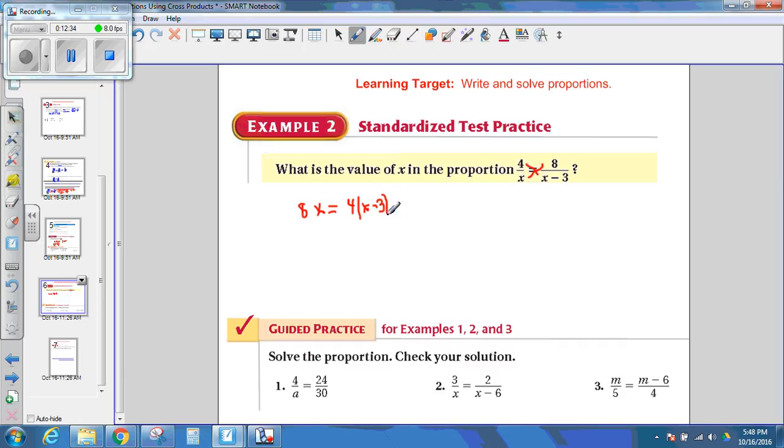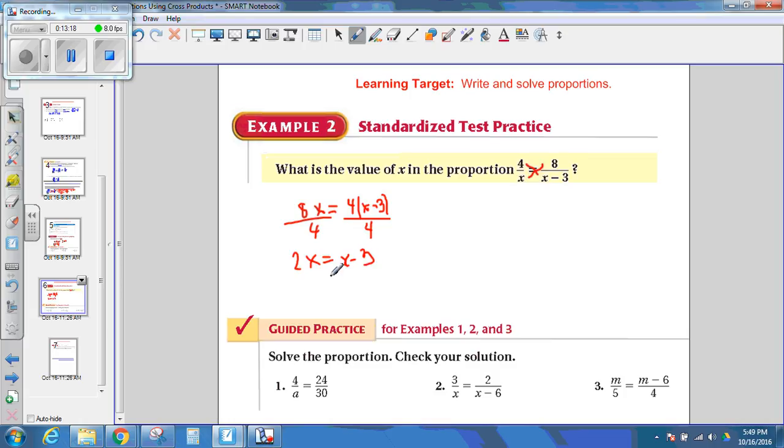So I need to make sure that I'm making use of my parentheses in this case, because otherwise I'm not going to get the correct answer. So now I'm going to solve for x. If I was looking at this problem, I could either distribute that 4 or I could divide by 4. And I'm going to divide because it works out nicely here, because 8x divided by 4 gives me 2x equals x minus 3.